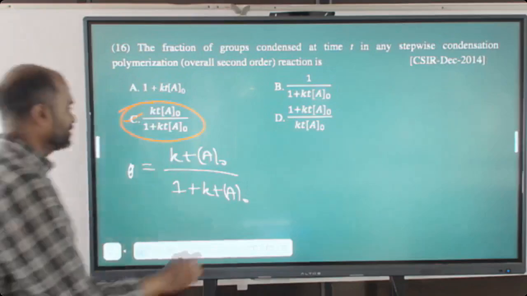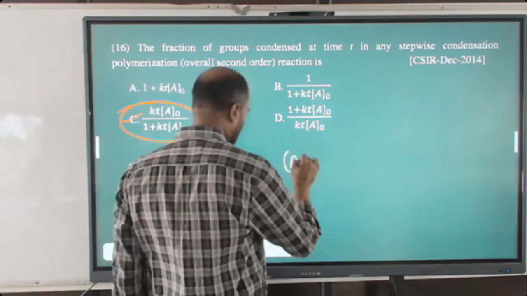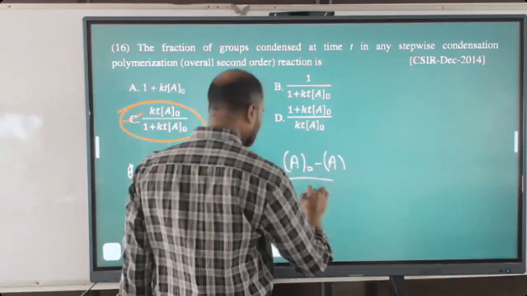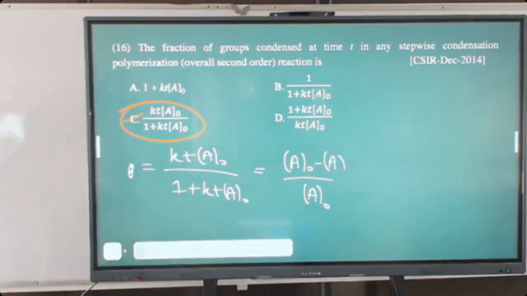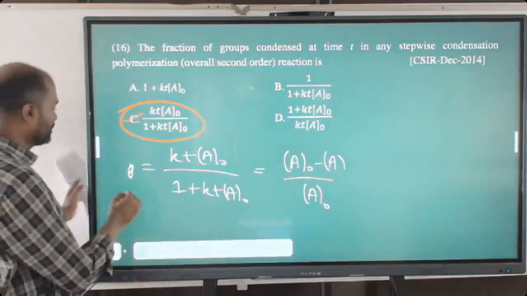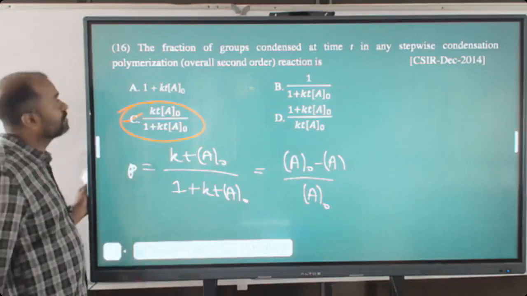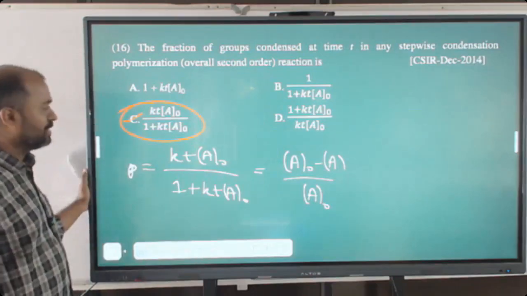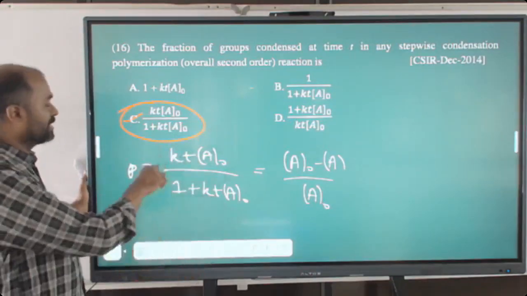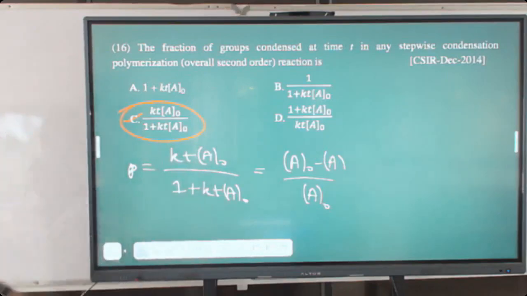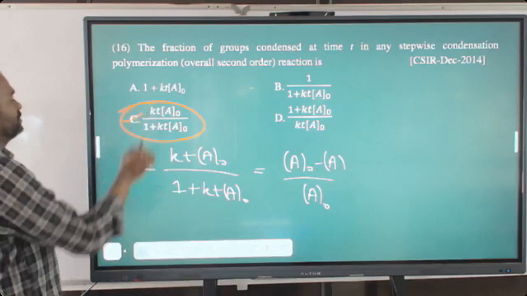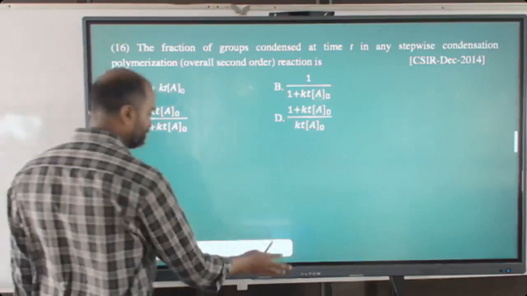Another equation for the fraction of COOH groups condensed at time t is A0 minus A divided by A0. Option C. This is important. This is one of the common questions. The fraction of molecules or groups condensed at time t is A0 minus A divided by A0, or k t A0 divided by 1 plus k t A0. Option C. Learn that by heart. It's a repeated question.